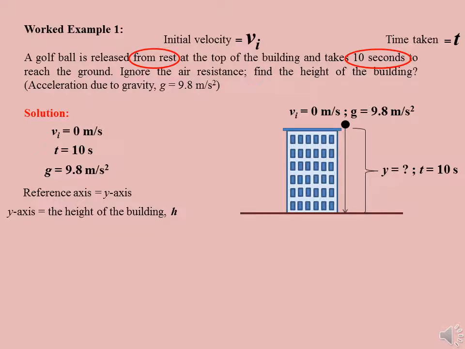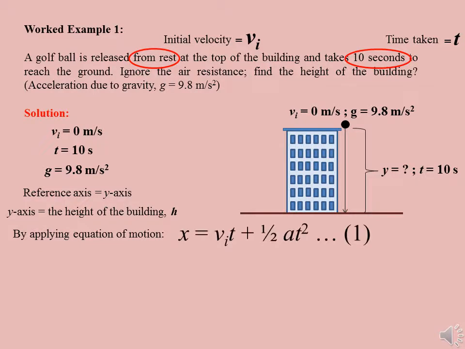We can use equations of motion to obtain the height of the building. The choice of equation depends on the values available in the question. For this question, we choose x equals Vi t plus 1/2 a t squared. However, we can rewrite this equation since our reference axis is the y-axis and the value of acceleration is fixed due to the Earth's gravity. Thus, equation 1 becomes y equals Vi t plus 1/2 g t squared.